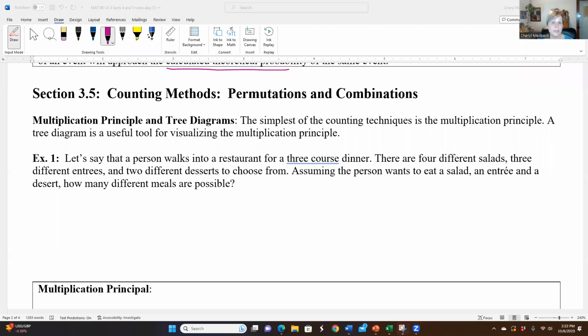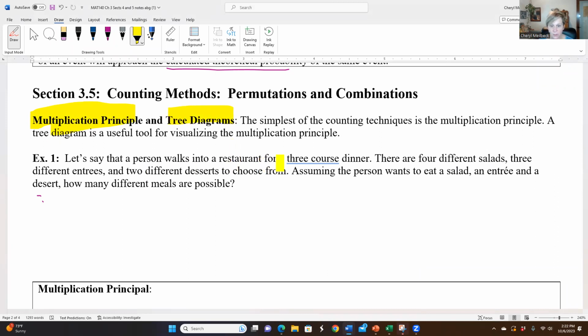In this video, we're going to look at counting methods in section 3.5. Now, the simplest way to visually represent the multiplication principle, which is the first thing we're going to talk about, is by using a tree diagram. Okay, so the multiplication counting principle and tree diagrams. Let's look at an example to see how that would work.